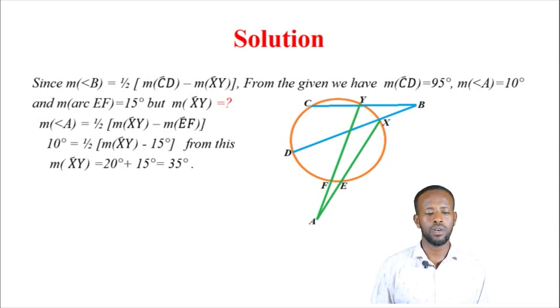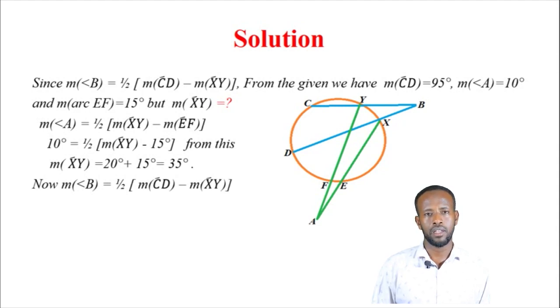Now measure of angle B is equal to half of measure of arc CD minus measure of arc XY. What was measure of arc CD? It was 95 degree. What do we get for measure of arc XY? We get 35 degree.